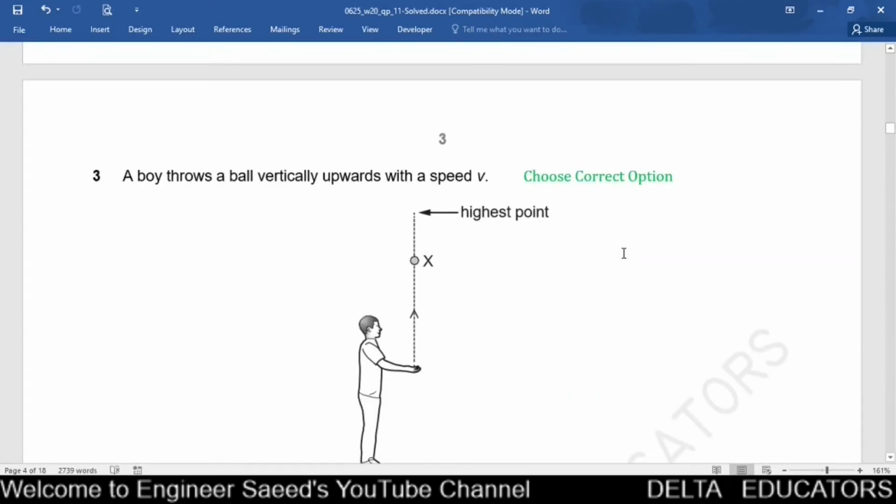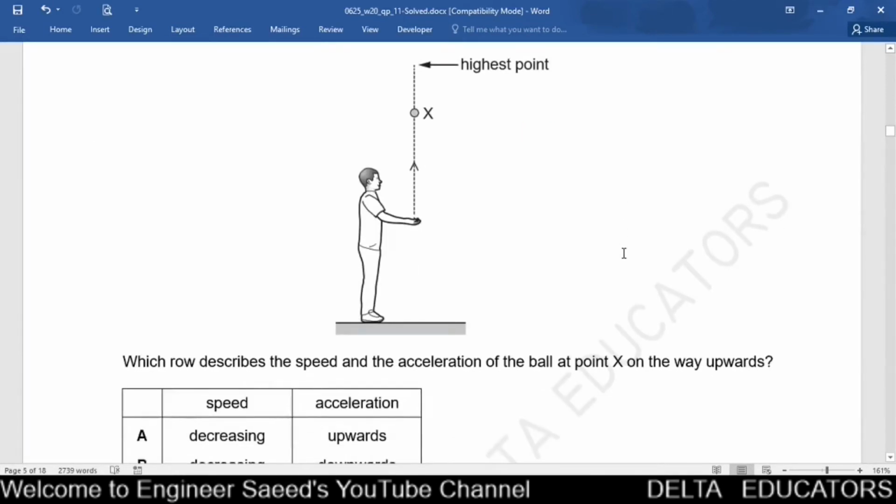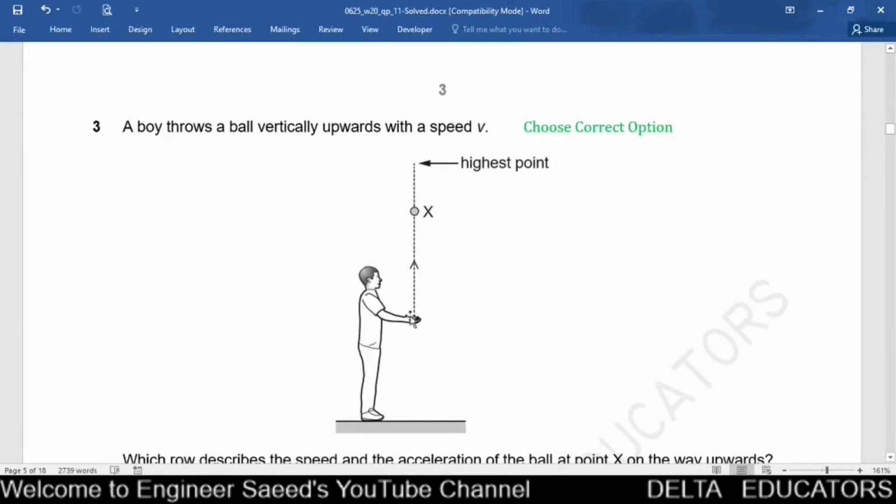Question number 3. A boy throws a ball vertically upward with a speed v. Which row describes the speed and the acceleration of the ball at point X on the way upwards? When the boy throws the ball in the upper direction, when it is moving in the upper direction, its speed is decreasing, and at the highest point its speed will be 0. So when the ball is moving in the upper direction, its speed will be decreasing.